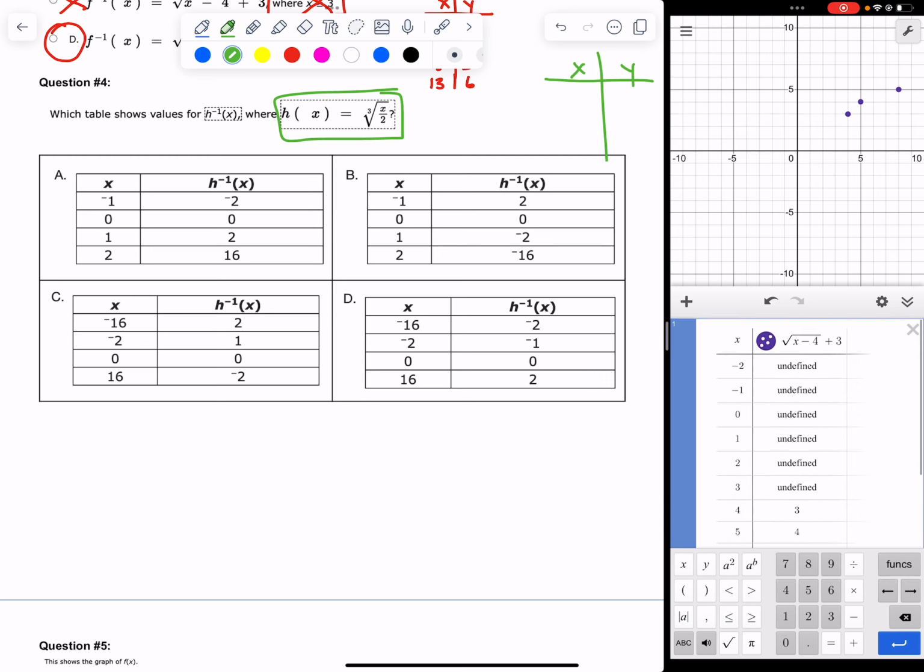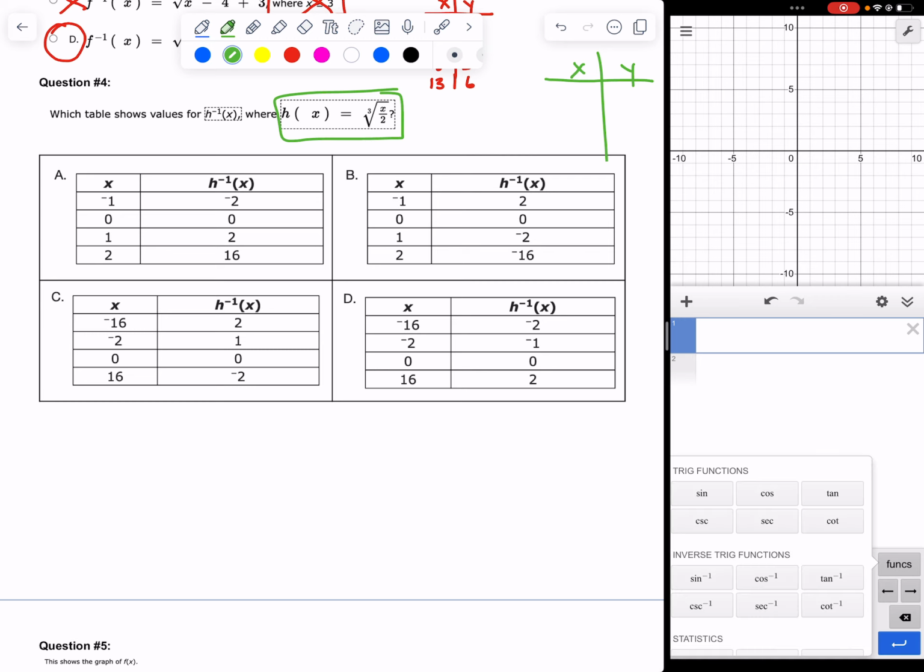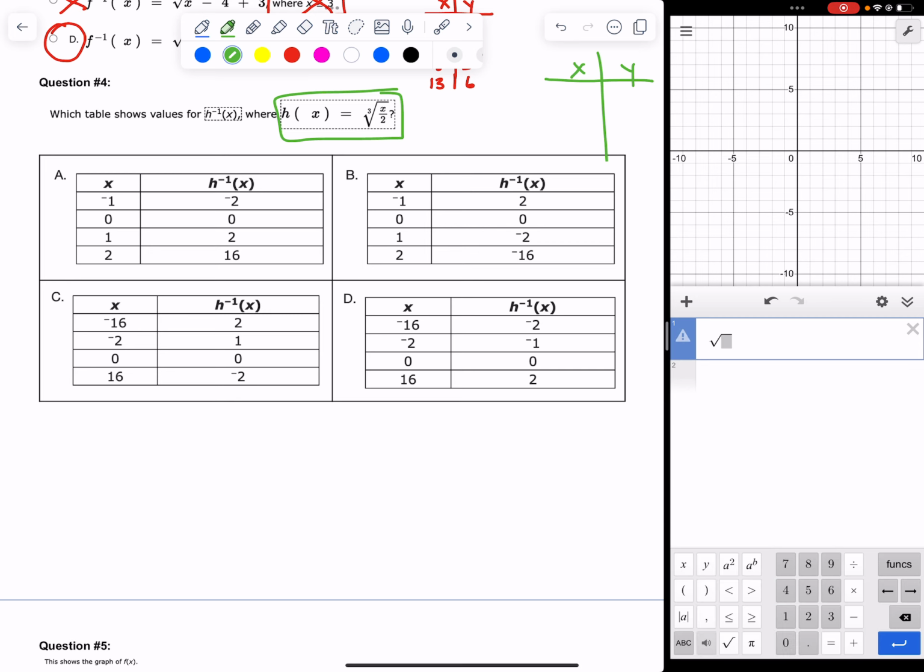You can get the nth root, which is what we need this time, at the bottom of your list of things under the function menu. So go to functions, and at the very bottom middle, there's the option to do any root you want, which is very helpful. So we could type this in. So the cube root of x over 2.